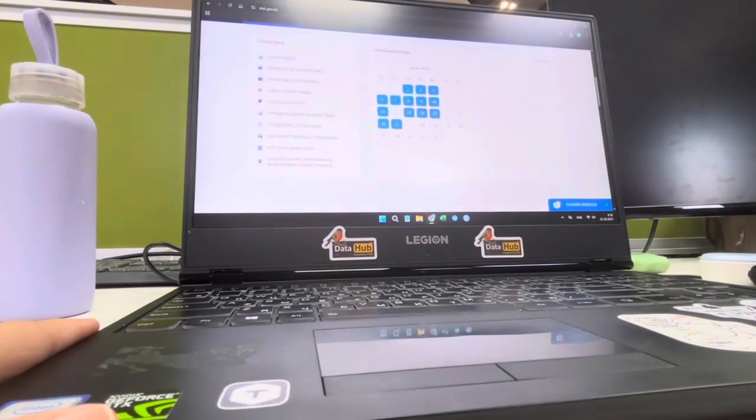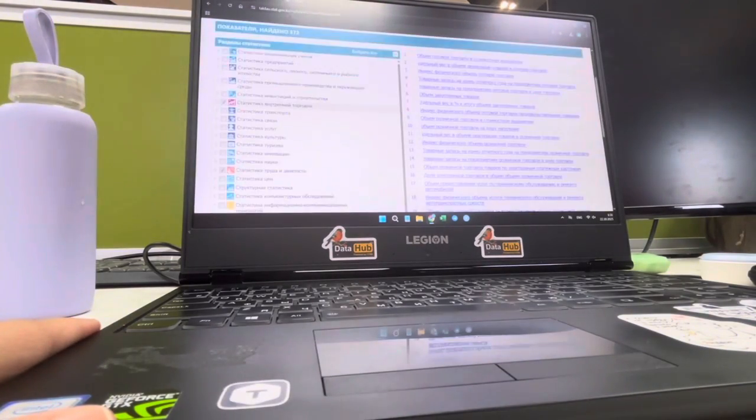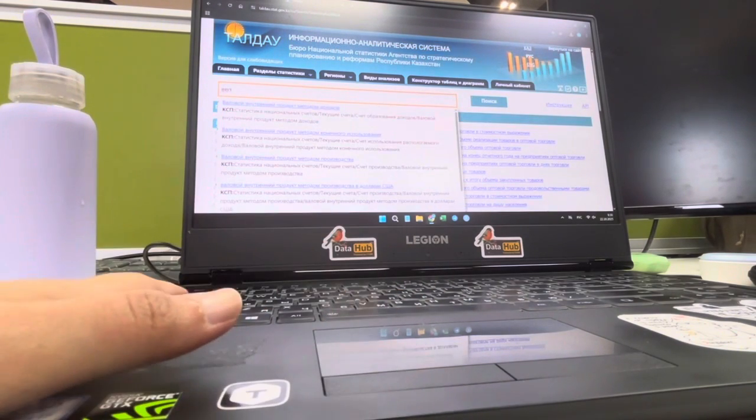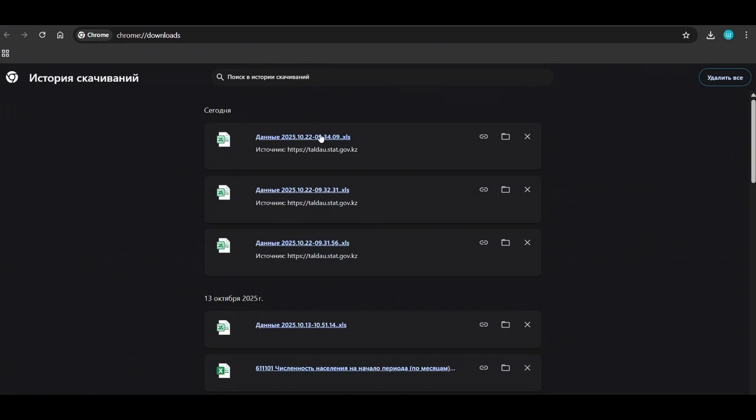To collect historical data, I used the archive section of the National Bureau of Statistics website, Taldau. We choose the needed indicators, set the period to get monthly data, and compile them.